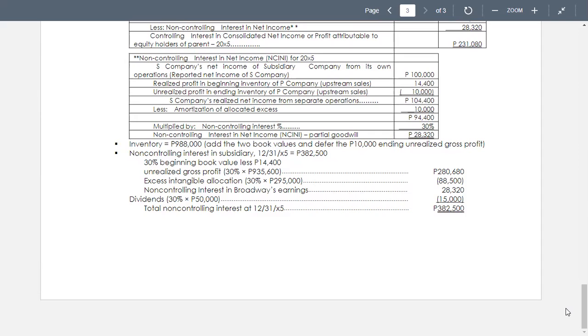Then we are going to add to 220,000 the 42,000. 42,000 is the net income of S company from own operations. So the total is 262,000.